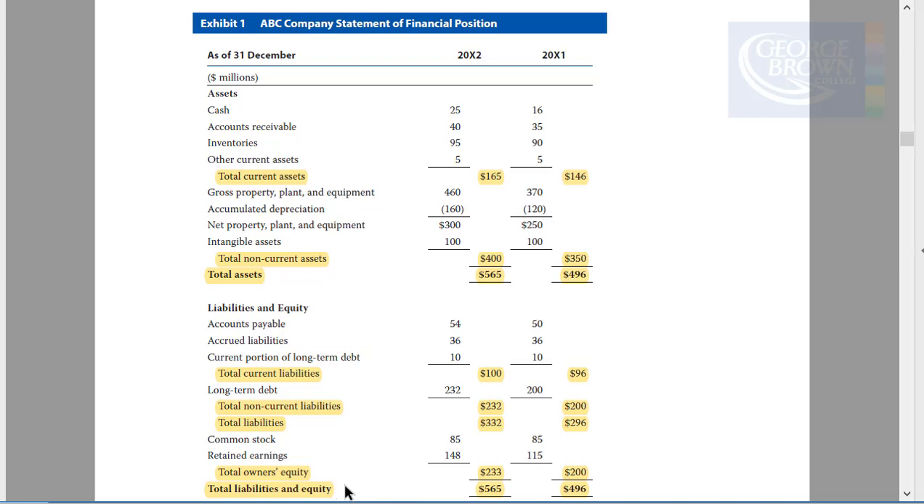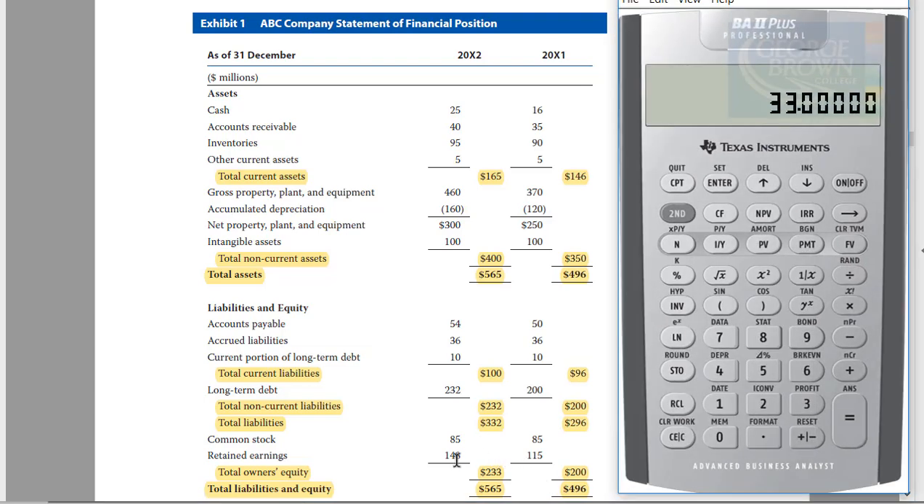Moving down here to total owner's equity, you can see owner's equity is made up of two items. The first is common stock, and the second item is retained earnings. Retained earnings is the link between the income statement and the balance sheet. So we can see here from 20X1 to 20X2, the retained earnings increased. So 148 minus 115. The difference between 20X1 and 20X2 is 33. And we're going to discuss that later in the income statement. You're going to see that in 20X2, the company had a profit of at least 33 million.